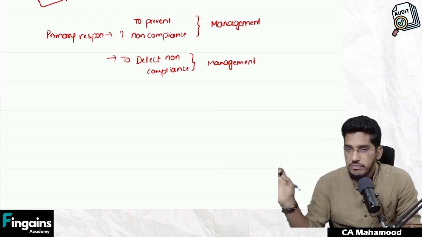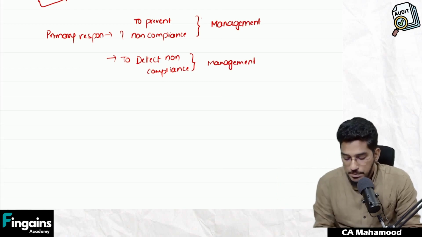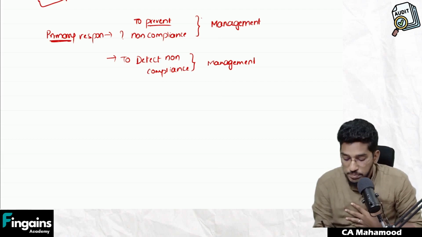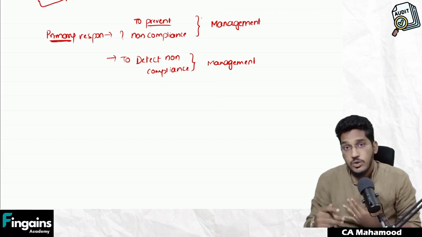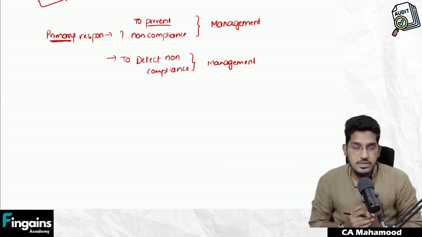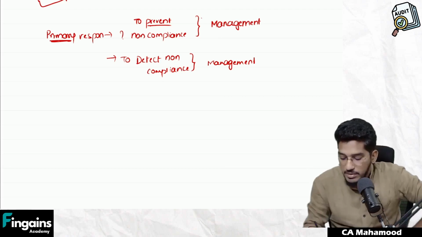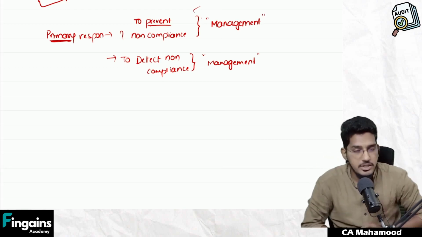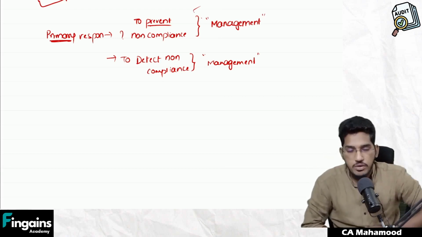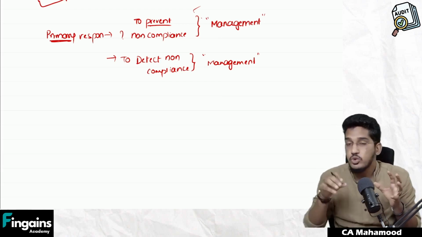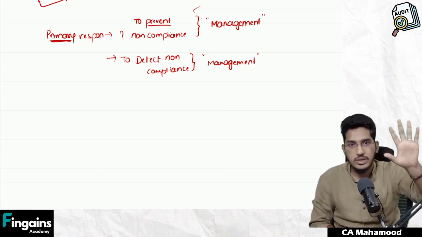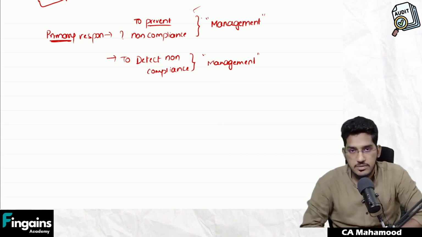Understood? So the point I want to make sure of here is that the primary responsibility, the first and foremost responsibility to prevent the non-compliances and also to detect the non-compliances after they have taken place, always rests with management. Primarily, management is responsible for prevention of non-compliances. At the same time, to detect the non-compliance also, the primary responsibility will always be on the head of management and those charged with governance.